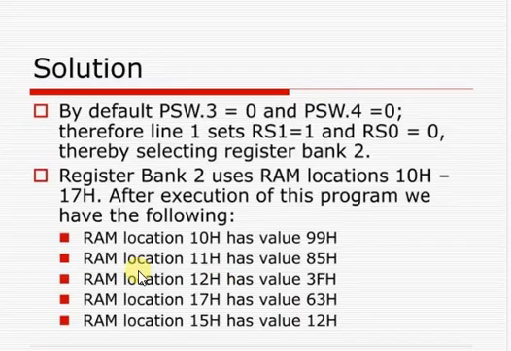Solution for this: by default PSW.3 is equal to 0 and PSW.4 is equal to 0. Therefore, line 1 sets RS1 equal to 1 and RS0 equal to 0. Therefore, the selected register bank is 2. Register bank 2 uses RAM locations 10H to 17H. After executing the program, we have the following.